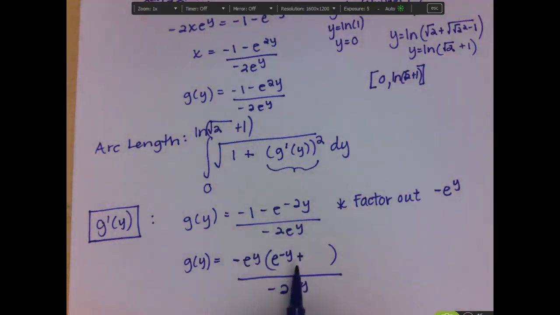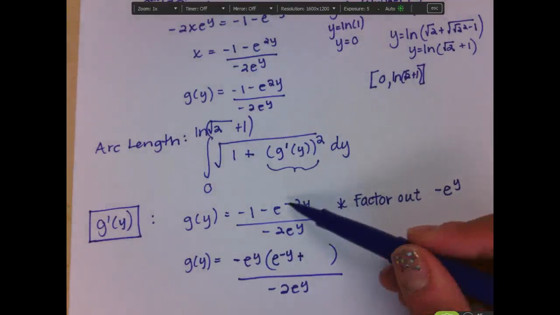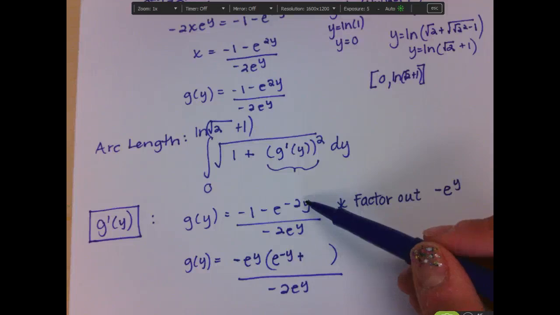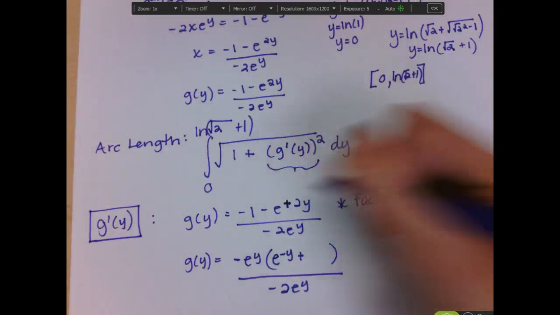Let's factor it out of the second term as well. Watching my negative signs, I know that this is going to become a positive. So if we factor out an e to the y from an e to the negative 2y, sorry, I just realized that I put that negative in all on my own.